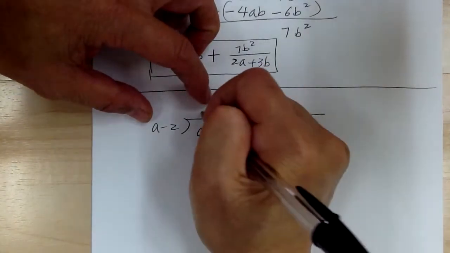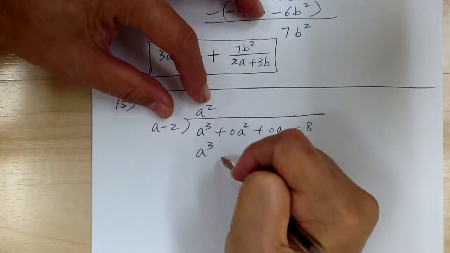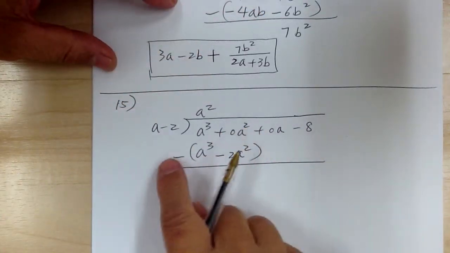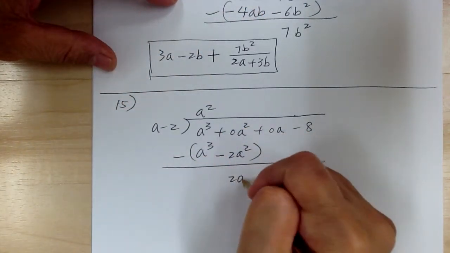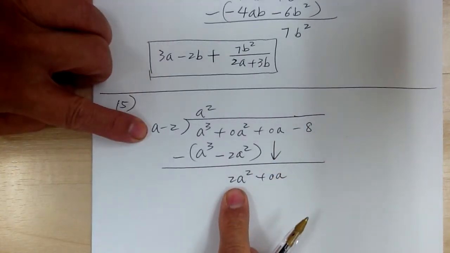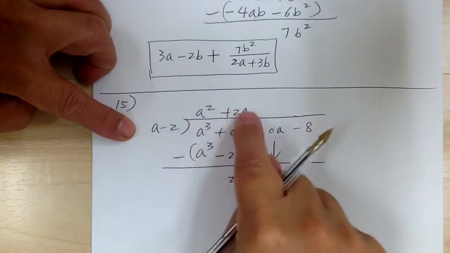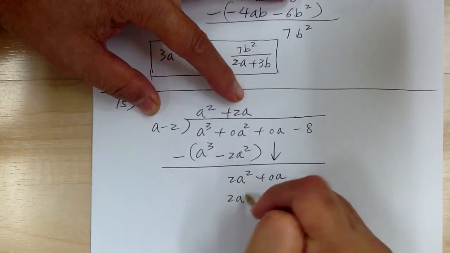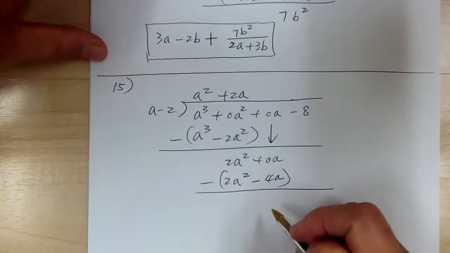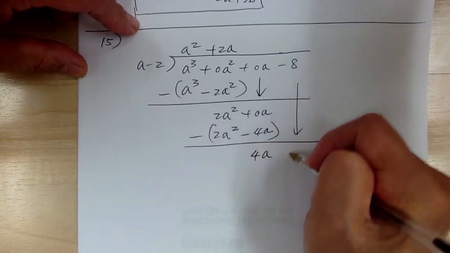So the first term, you need to have an a squared. So a squared times a gives you a cubed, and this one you get minus 2a squared. Put in parentheses, subtract. So 0 minus negative 2 will give you positive 2. Okay, and you drop the next one. And this one you need to get 2a. So plus 2a. Again, notice this always goes down in order, right? So when you multiply, you get 2a squared minus 4a. Subtract. So 0 minus negative 4 will give you positive 4. And you drop the next one.